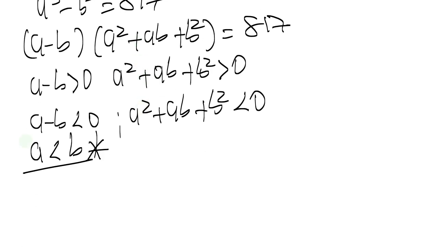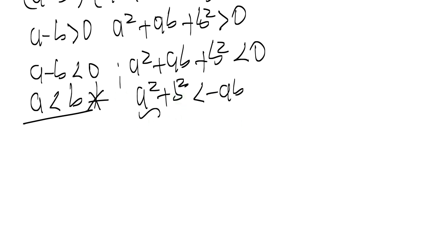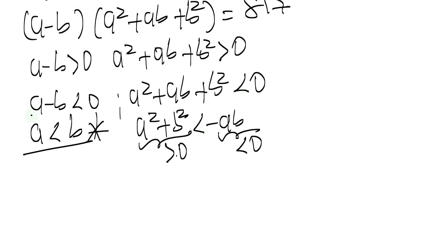So if I'm saying this, I'm saying also that a squared plus b squared is smaller than negative ab. So I have two positive numbers here. How are they going to be negative? Because this is always at least greater than 0, and this is smaller than 0. It means that if I have this situation, I'm going to have imaginary solutions, and this is not what we want. So this case here doesn't make any sense.